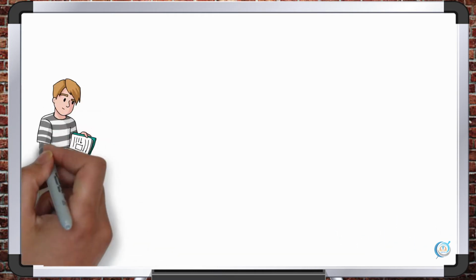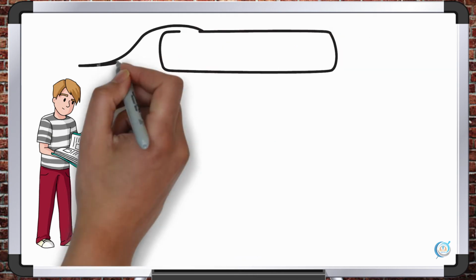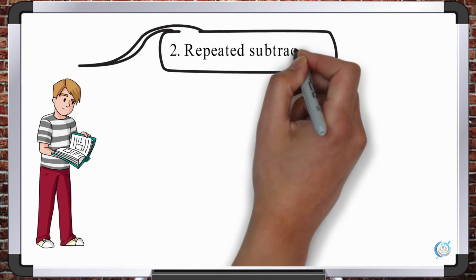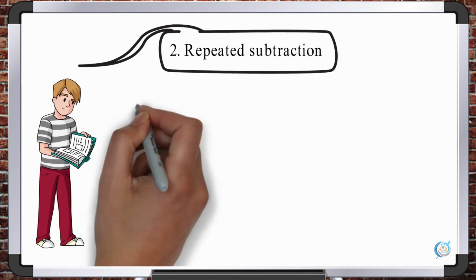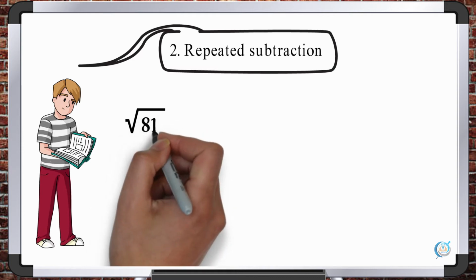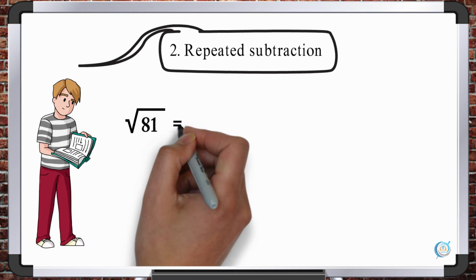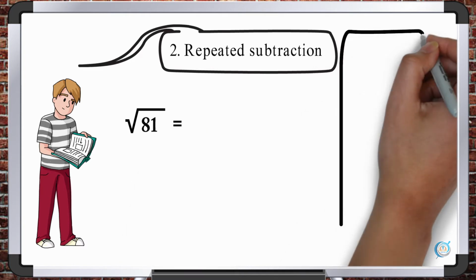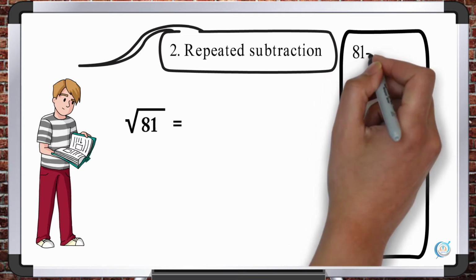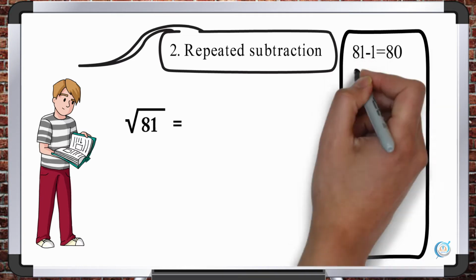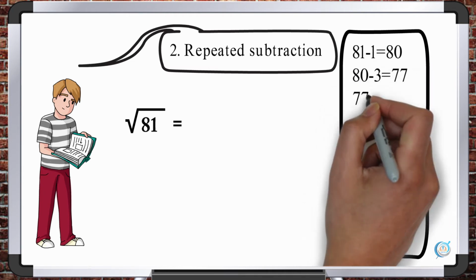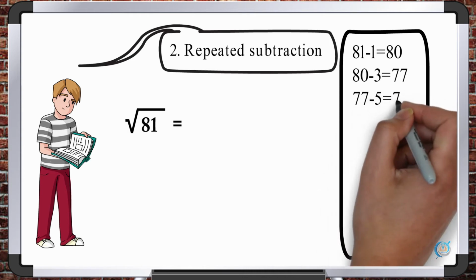Now, we'll just go through one more method, and the method is called repeated subtraction. So, we'll find the square root of 81. So, what we are going to do is 81 we are repeatedly subtracting with the continuous odd numbers. So, first 81 minus 1, which is equal to 80. Then 80 minus next odd number, that is 3.